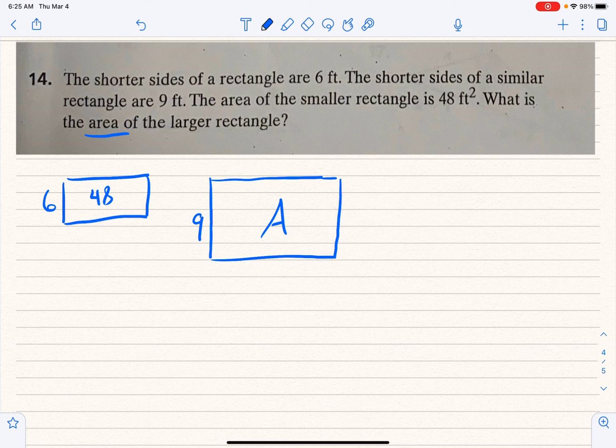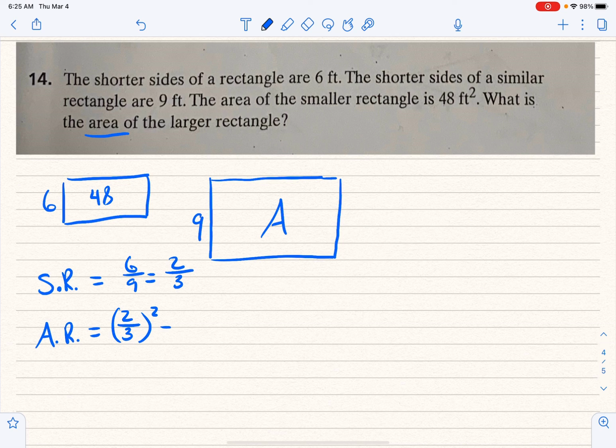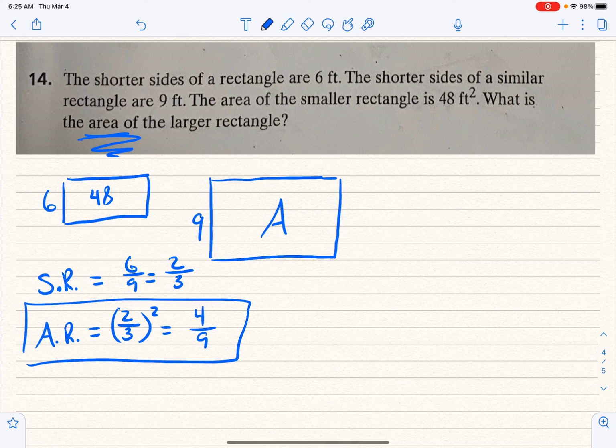Well, so the first thing we do is we say, well, I know the similarity ratio is going to be 6 to 9, which reduces to 2/3. And so if the similarity ratio is 2/3, then the area ratio is just that value squared, 2/3 squared, which is going to give me 4/9. So that is the area ratio. If I'm looking to find area, I got to use the area ratio. So I say 4 is to 9 in the same way that, now which one do I have? The smaller rectangle is 48 square feet. So I got to compare it to the smaller one.